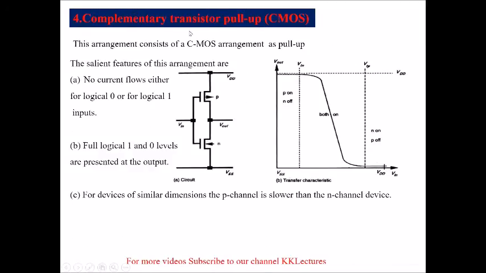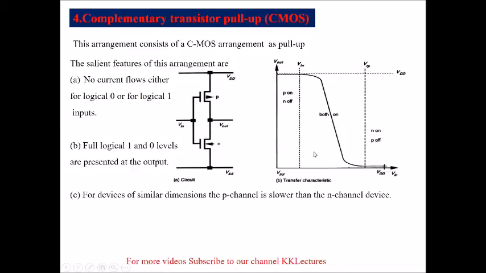Now the complementary transistor pull-up, CMOS, as we have seen in the previous case also. No current flows for either logic 0 or logic 1 input. So full logic 1 and 0 levels are present at the output side. Whenever I give input as 0, it presents the maximum value, and when the input is 1, it presents the minimum value.